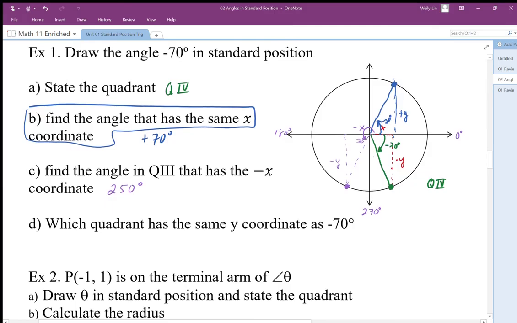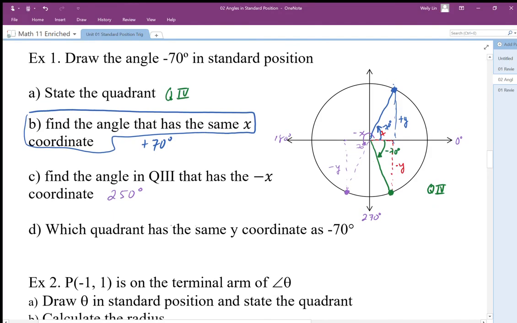Okay, so the last one here says, which quadrant has the same y coordinate as negative 70? Okay, well that one's going to be this y coordinate here. Negative 70 shares these two y coordinates, so that's going to be the same angle at 250 degrees. And there is one more triangle that's the symmetry in quadrant 2, and we know that that's going to be up here. Okay, and I'm just going to draw that in.